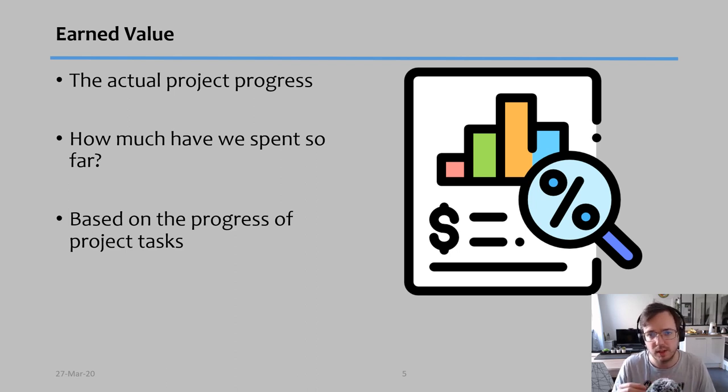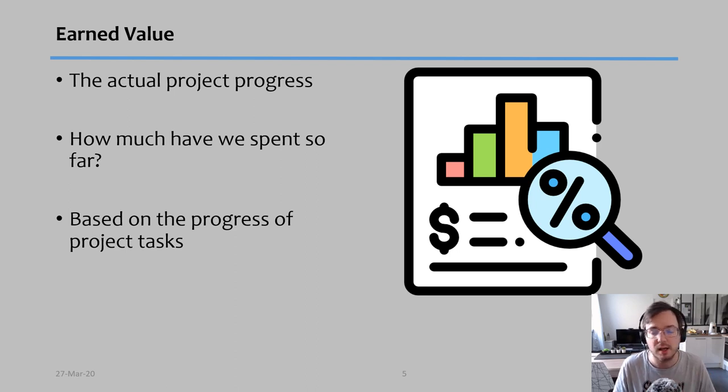Now we see that throughout the project we plan to earn some value, we plan to spend some money, and then we have the values that we actually spend. But this category is more an assessment to understand the actual progress of the project. So here we answer, for example, how much have we spent so far? How many tasks have we done so far? What is the overall percentage of work that we already completed?